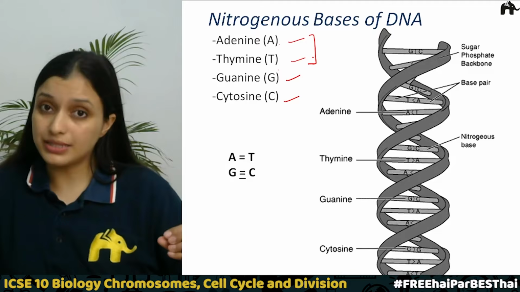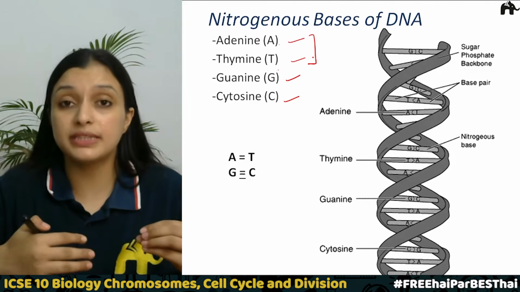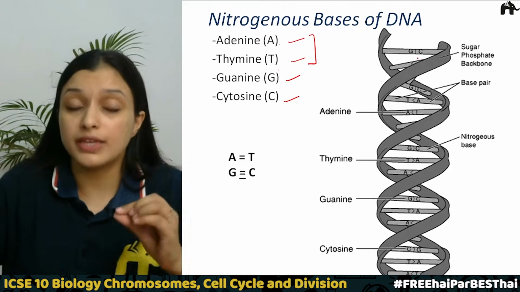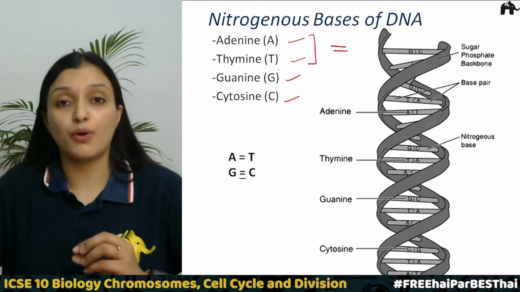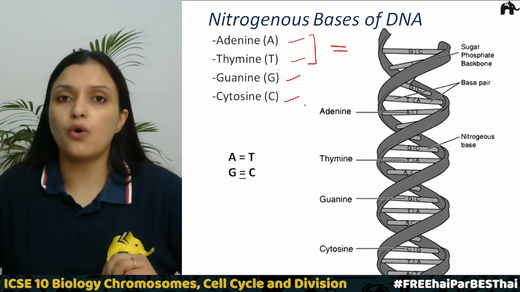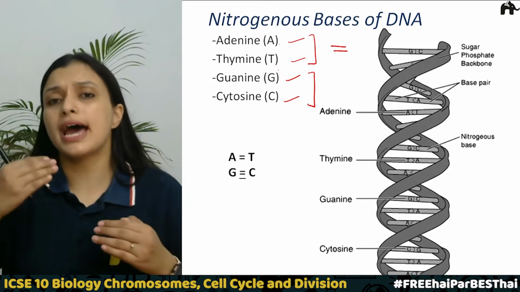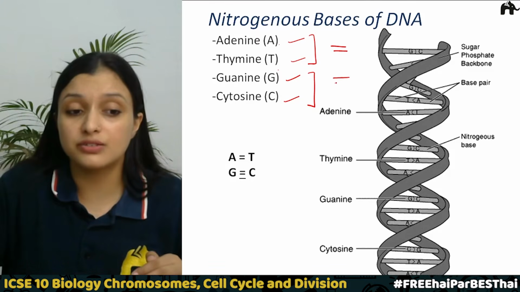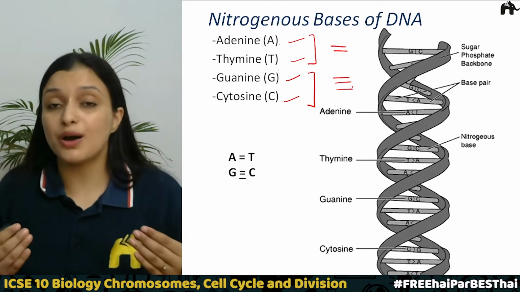On the one strand there will be adenine, and on the complementary strand there will be thymine, and these two nitrogenous bases pair with each other with a double bond, right? So there are two hydrogen bonds present. Now coming to the next two, guanine and cytosine. They always pair with each other, and there are three hydrogen bonds between them. So this is how the pairing happens.